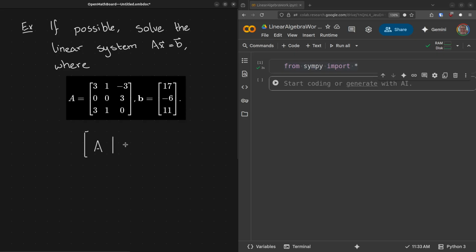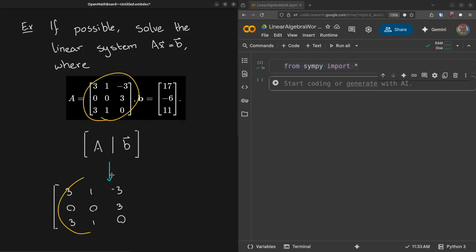produce the augmented matrix with our coefficient matrix A, and in the augmented part, vector B. So for this problem, that's going to be 3, 1, negative 3, 0, 0, 3, 3, 1, 0. That's matrix A, our coefficient matrix. And in the augmented part, vector B, 17, negative 6, 11.